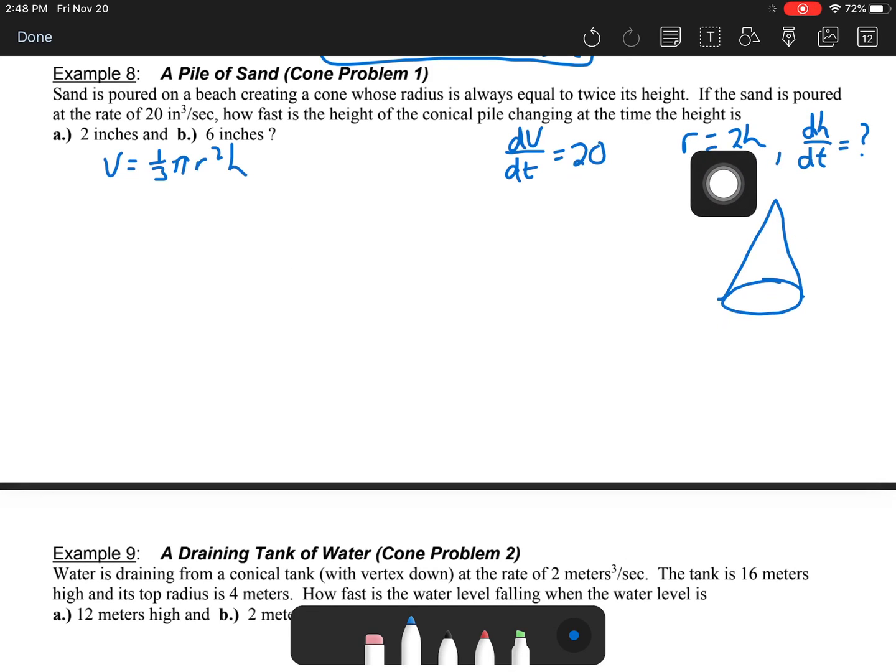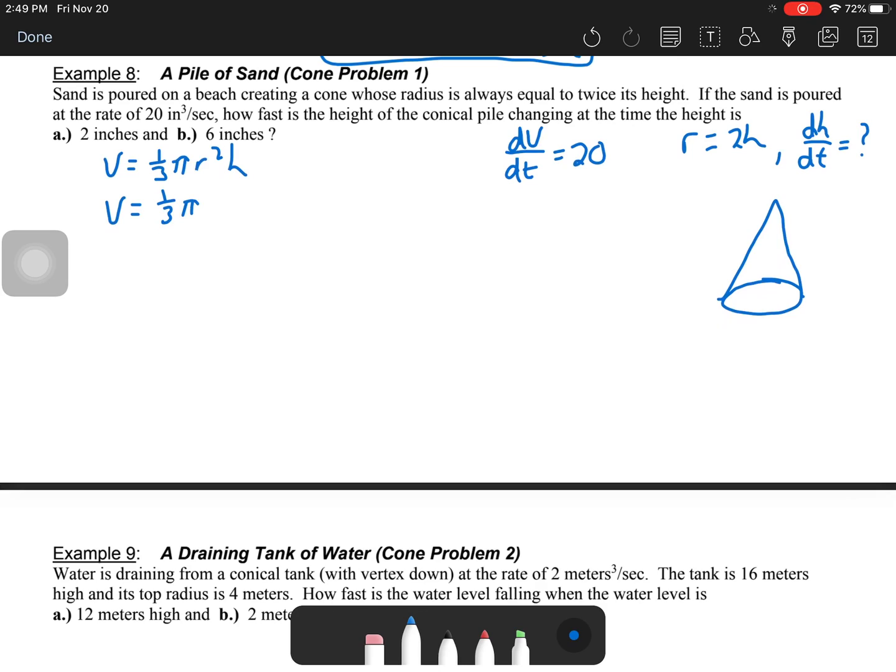Like I said, you're almost always going to be able to find a relationship like this, whether it's stated to you or they give you some measurements and you'll know the radius to height relationship. We want to make that substitution before we do the derivative because it's going to make the problem much easier. We won't have to do a product rule or anything like that. Because we're looking for dh/dt and they give us two different heights, we want to substitute so that everything is in terms of h. So let's replace that r with 2h in this formula and go from there.